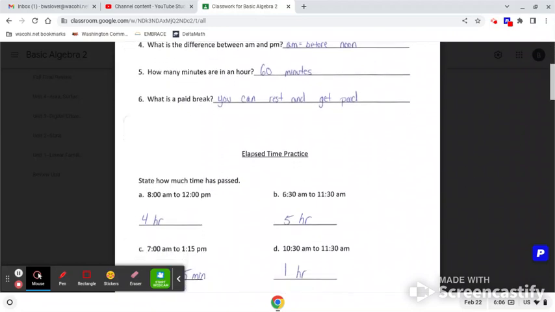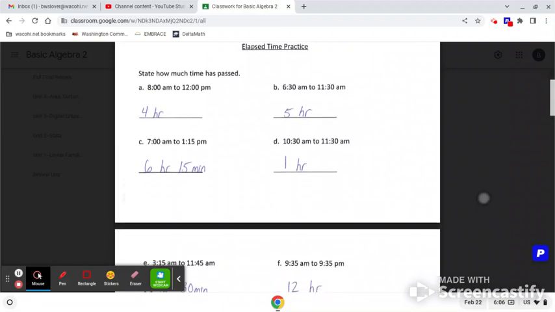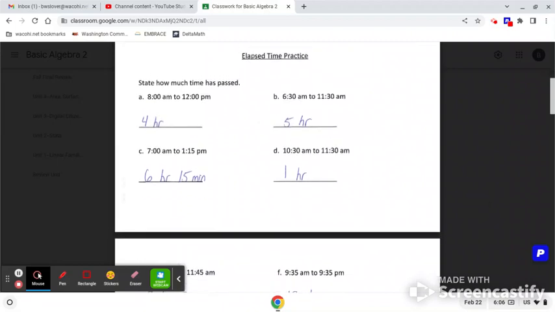And a paid break is when you get paid while you take a break. You don't have to do any work during that paid break. So, elapsed time practice. There are many different ways that you can figure out how much time has passed from one event to the next, or from the start to the finish of something.